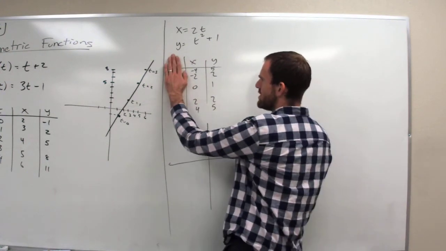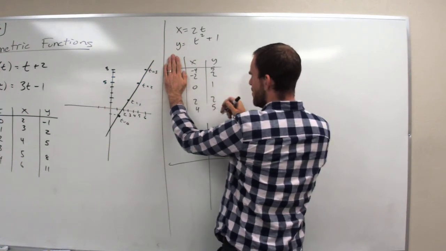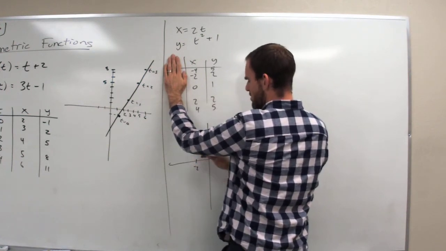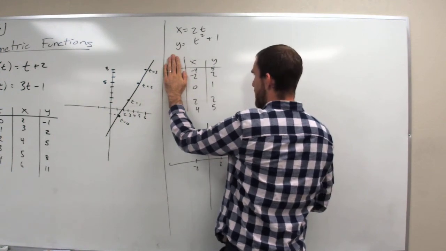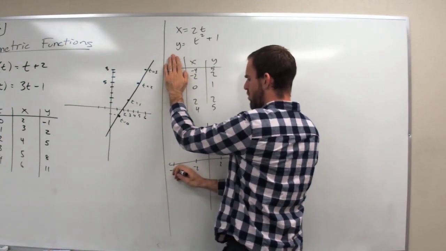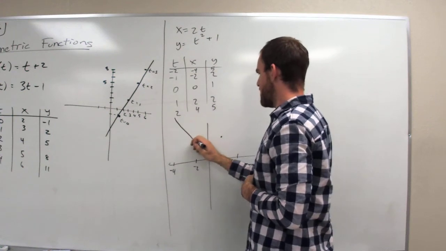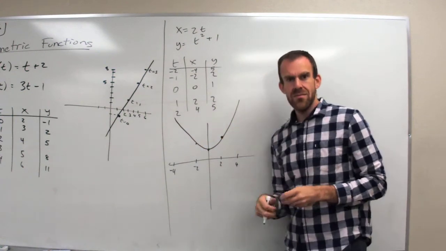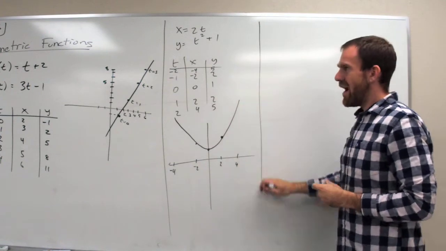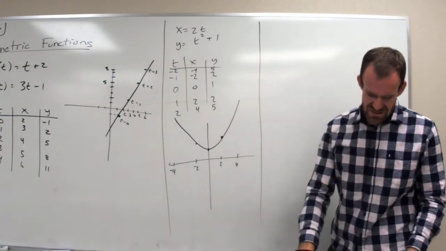So now I'm going to ignore the t's. I'm just going to look at 0, 1. I got -2, 2, and 2, 2, and then 4, and -4, 5. So it looks something like this. Okay? So you can graph parametric functions pretty easily.